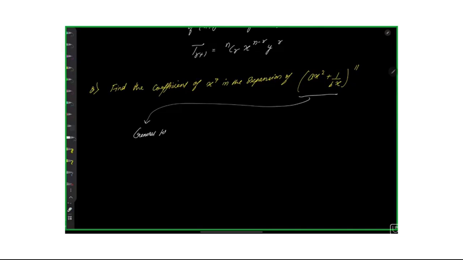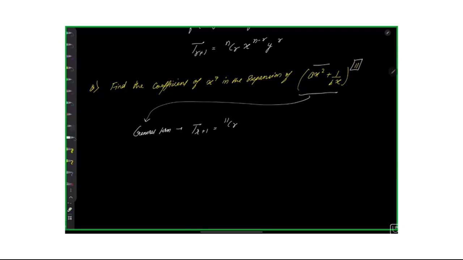The general term would be nothing but T(r+1) equals nCr. What is n here? N is 11. So 11Cr x to the power n minus r. What is x here? X is here nothing but ax squared. So (ax squared) to the power n minus r, I will write 11 minus r, multiplied by y to the power r. So (1 by bx) to the power r. We'll solve it. It's nothing but 11Cr a to the power 11 minus r over b to the power r. I have separated the ab term from the x term. What will be the power of x? It will be 22 minus 3r, right?